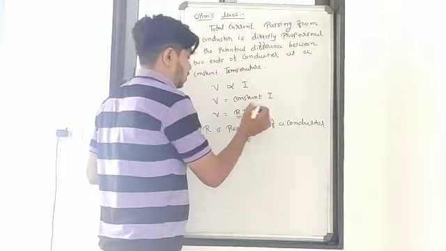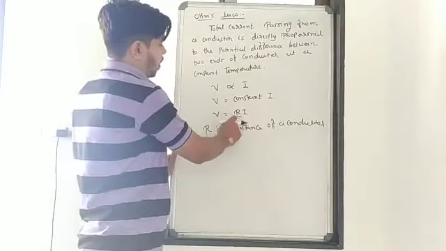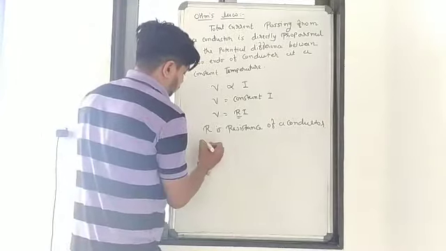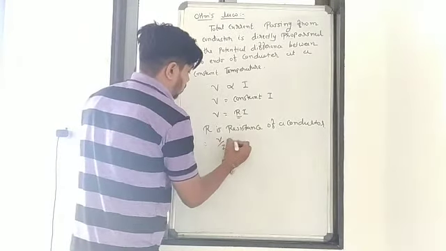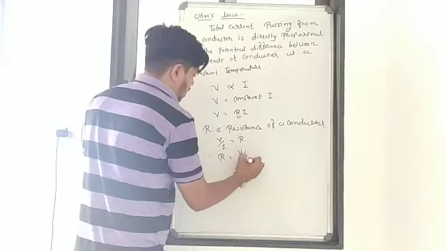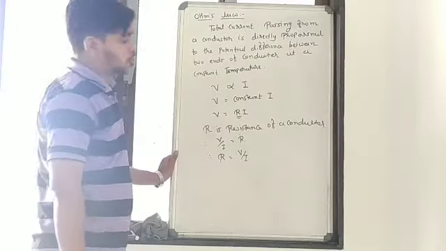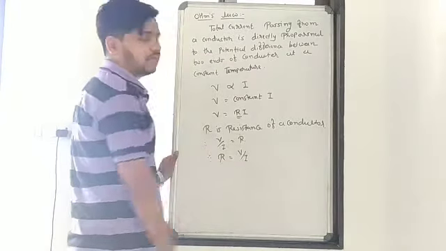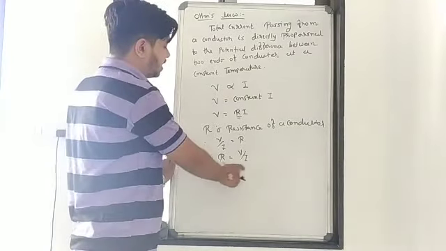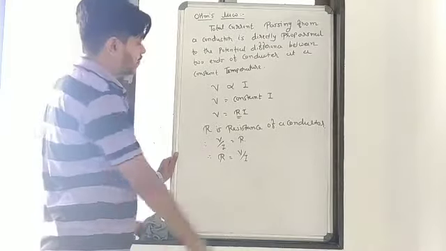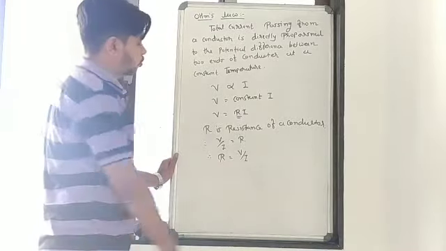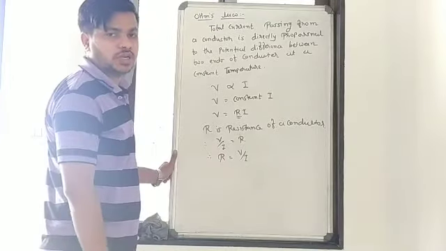If I take this R to one side and I to the other side, then we get V by I is equal to R. So what is the equation? R is equal to V by I. So this R is directly proportional to V, while it is inversely proportional to I. So if R is increased, I will decrease, and if R is decreased, I will increase, because both are inversely proportional to each other.